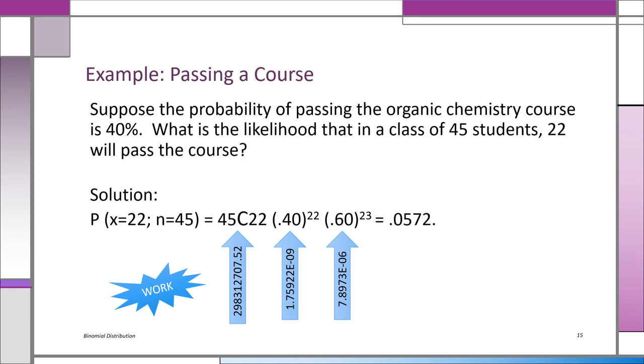As a check, look at the two probabilities, 0.40 and 0.60. It adds up to 1. So, okay, that's logical. Let's look at the two exponents. 22 passed. This is 45, that means 23 failed. So we have 22 plus 23 is 45. It has to add up to n. So that's logical. That's where you check your work. So the answer is going to be 0.0572.